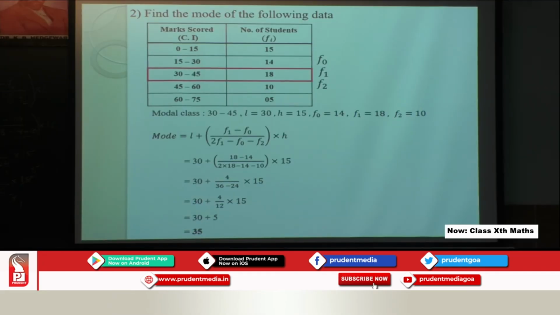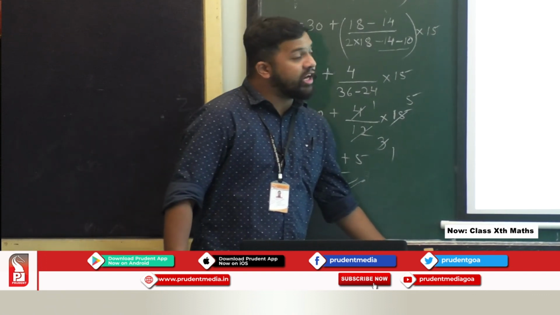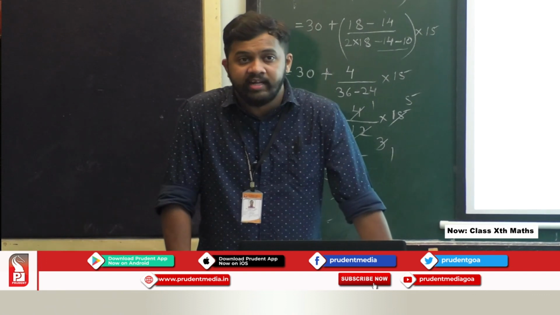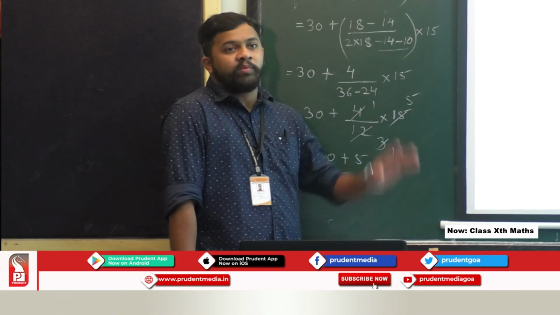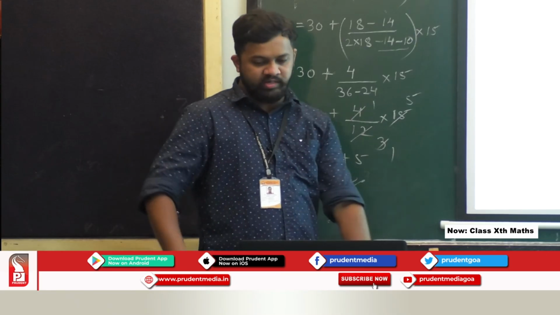And again, if you see, your answer 35 will be lying between the modal class, 30 to 45. Your answer should lie between the modal class. So hope you are clear with the second measure of central tendency, that is the mode. For us, the formula is very important, and the substitution of these values.